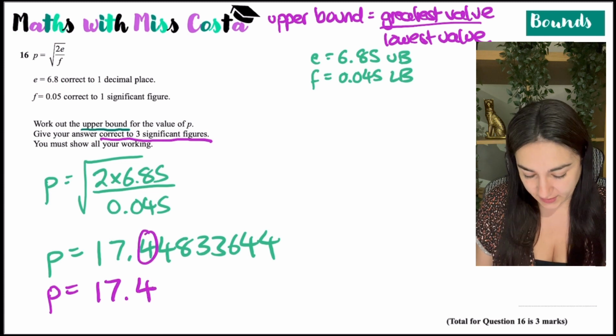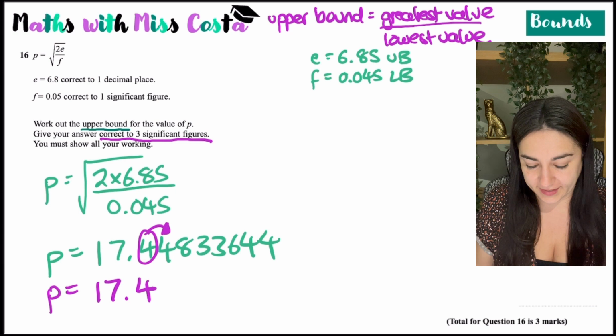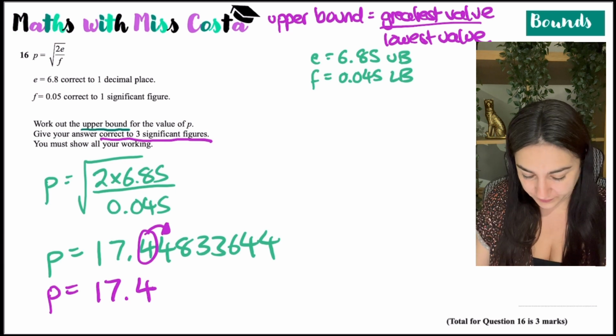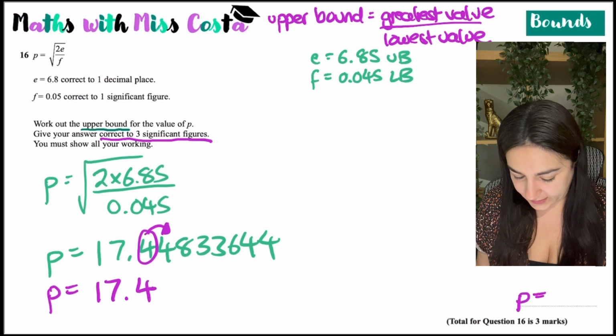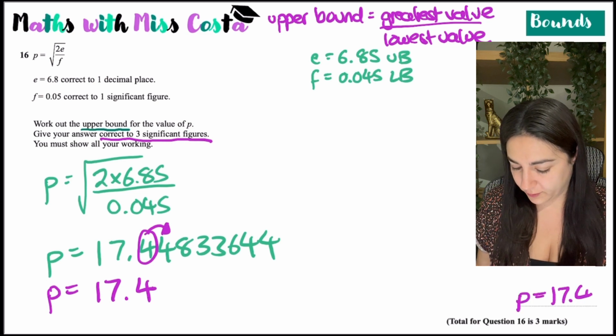Circle the third digit, I look next door. If the answer is 4 or less, just ignore it, leave it as is. If it's 5 or more, I round up. So P is 17.4.